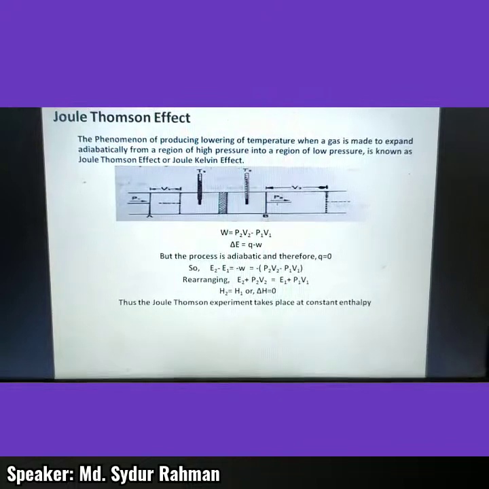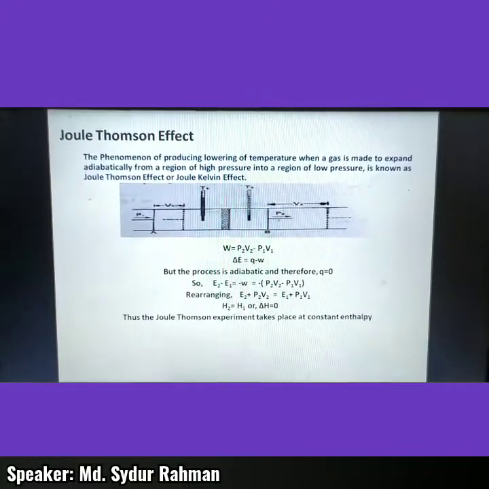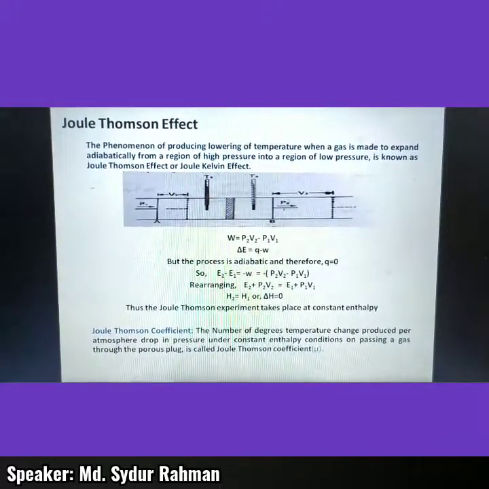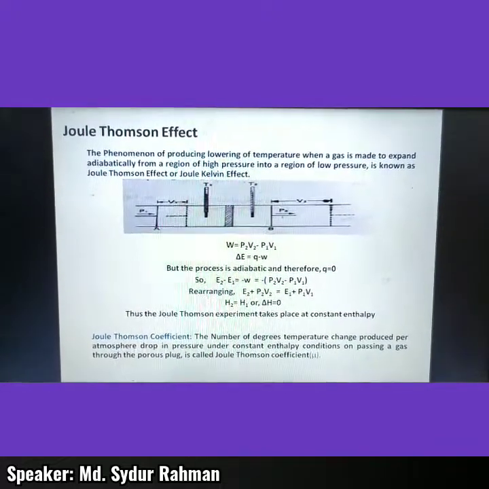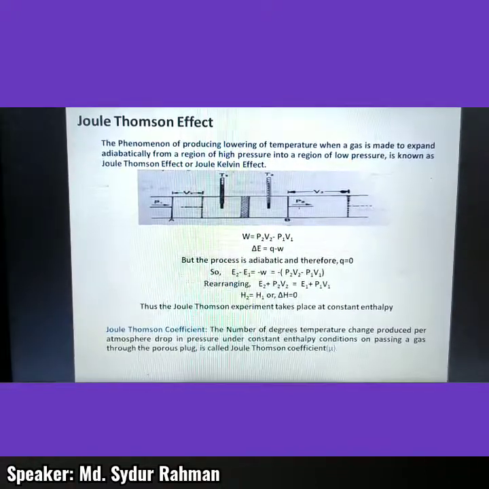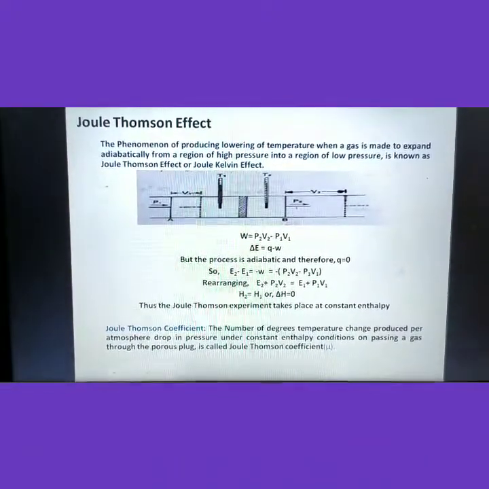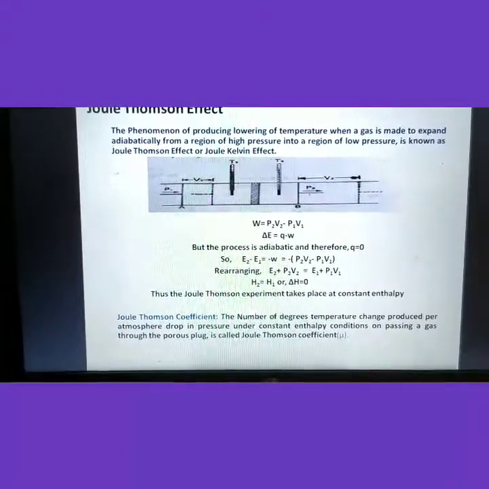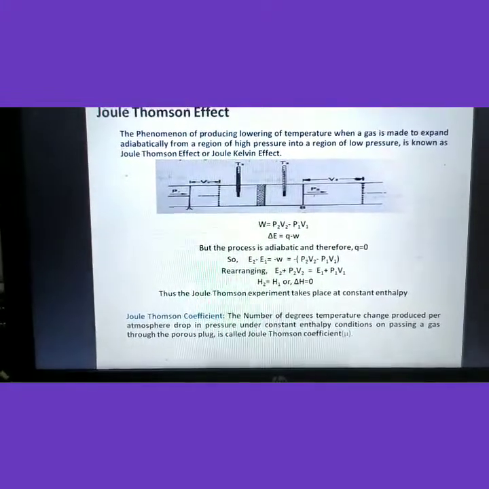So what is the Joule-Thomson coefficient? The Joule-Thomson coefficient is expressed as mu. The number of degrees of temperature change produced per atmosphere drop in pressure under constant enthalpy conditions on passing a gas through the porous plug is called the Joule-Thomson coefficient.